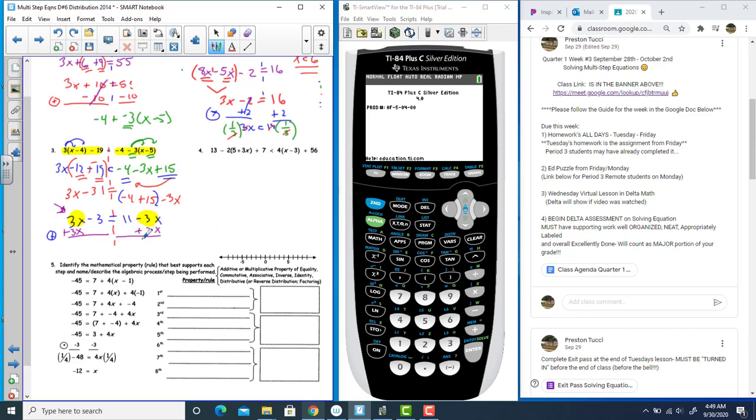In the expression on the right, positive 3x and negative 3x would cancel, and you'd be left with 6x minus 3 equals 11. And then we would solve a two-step equation.